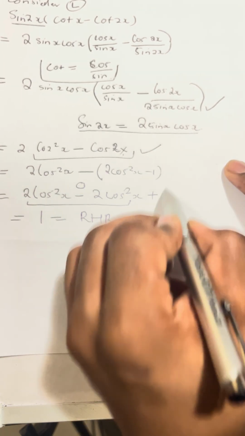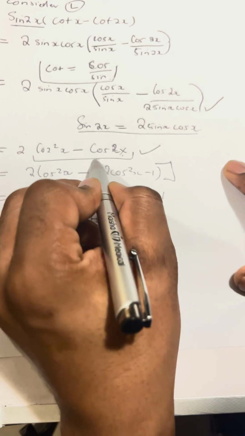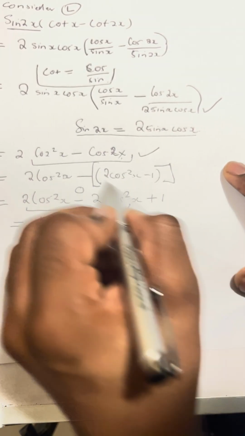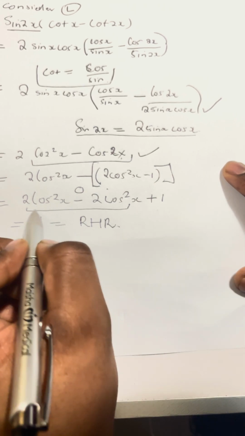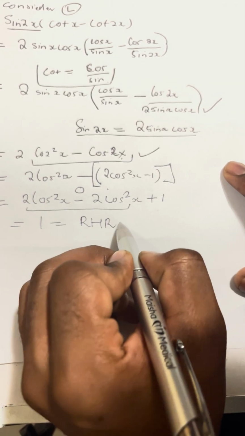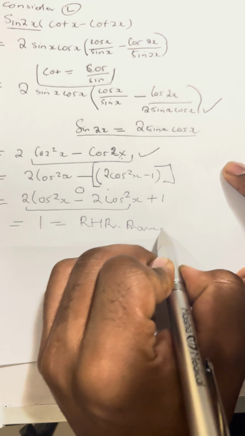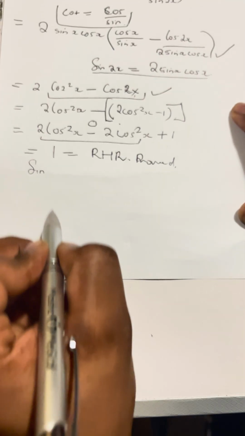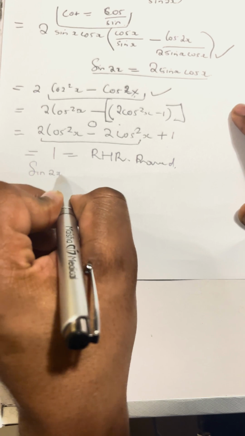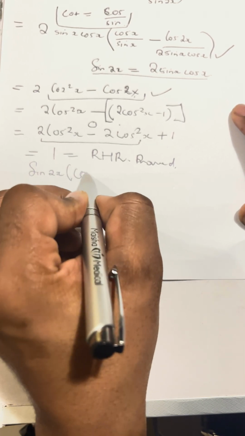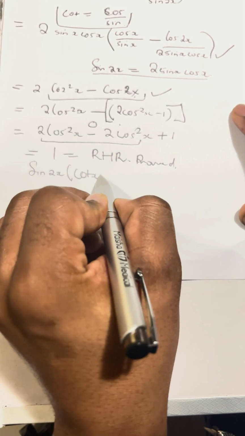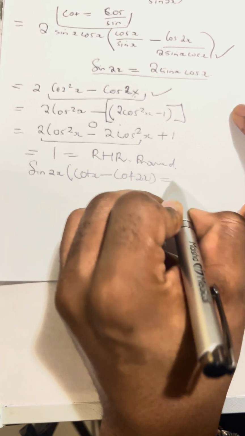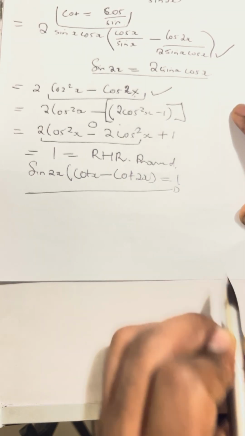Now this is the same as this. When you simplify this, it is the same as this. So we have proved that sine 2x (cot x minus cot 2x) is equal to 1.